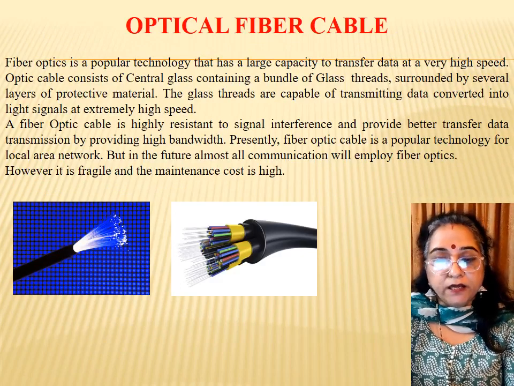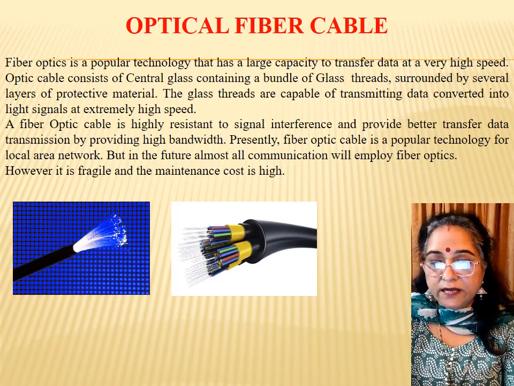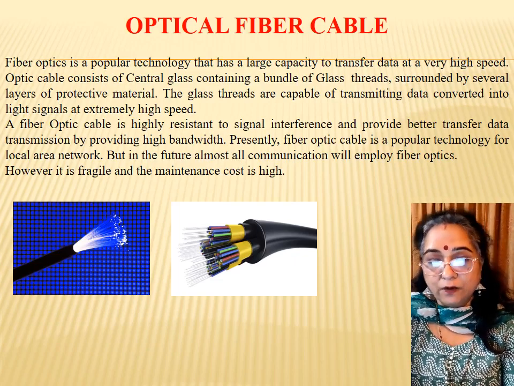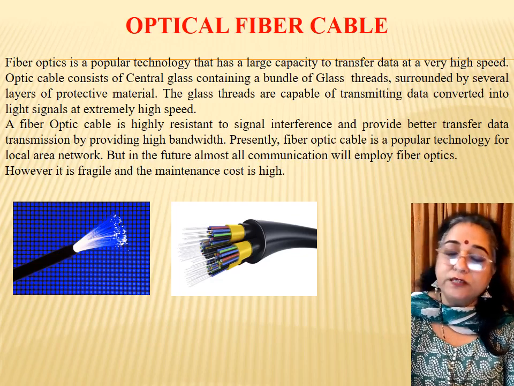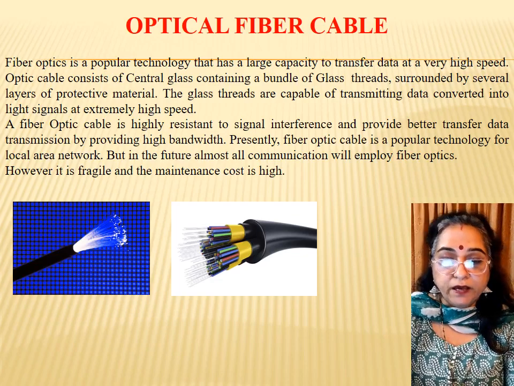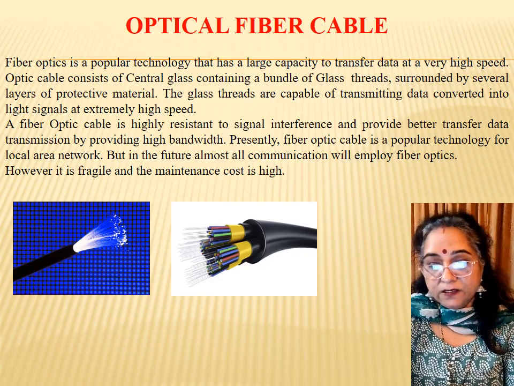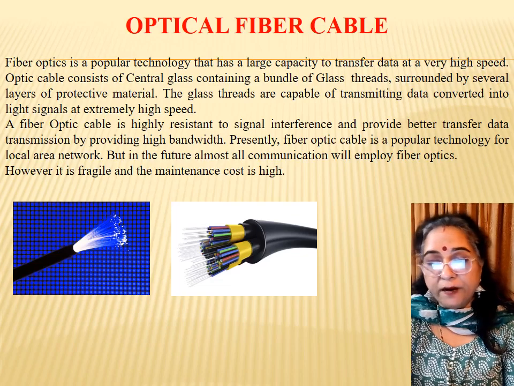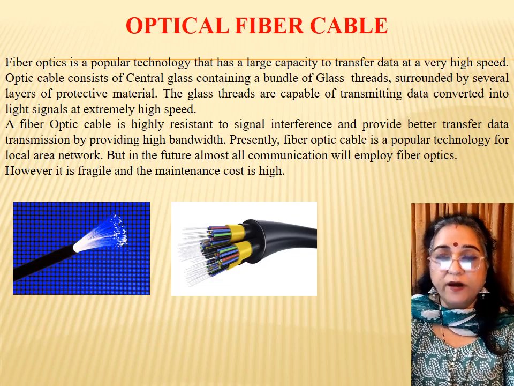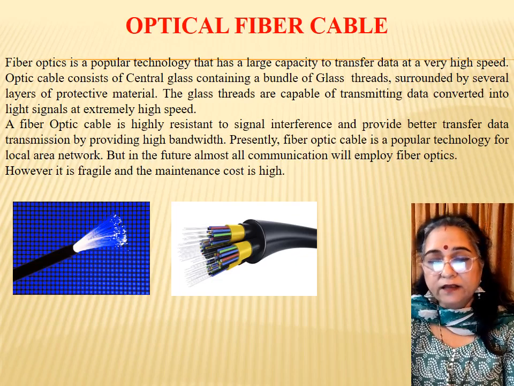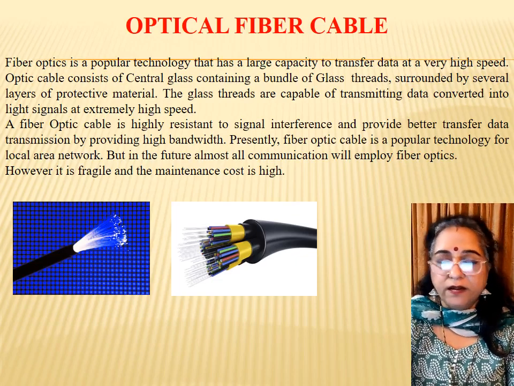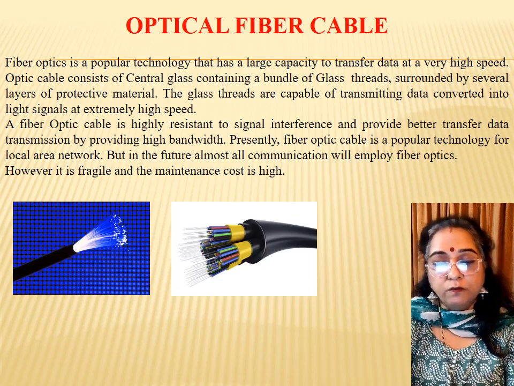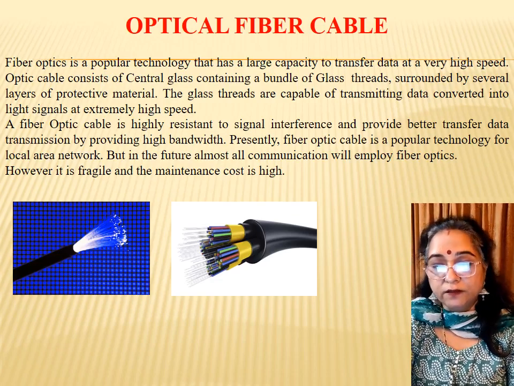It consists of a central glass which contains a bundle of glass threads surrounded by several layers of protective material. The glass threads are capable of transmitting the data by converting it into light signals at extremely high speed. The fiber optic cable is highly resistant to signal interference and provides better data transmission by offering higher bandwidth. Presently, fiber optic cable is popular in the local area network, but the day is not far off when in future almost all communication will employ fiber optics.